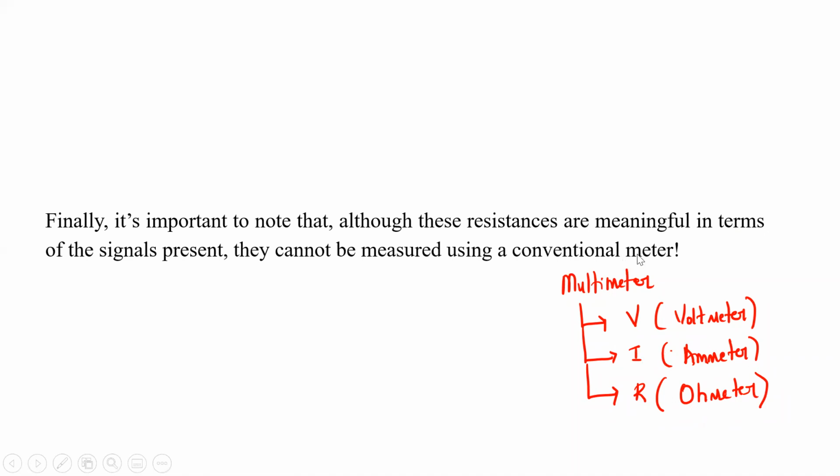So conventional meter means it could be a multimeter which is used to measure any of these. But using this conventional meter, we cannot measure the input impedance or output impedance, is what they are saying. They are internal to the amplifier and they cannot be measured using any of these, is what the statement is telling us. Is that okay with you?